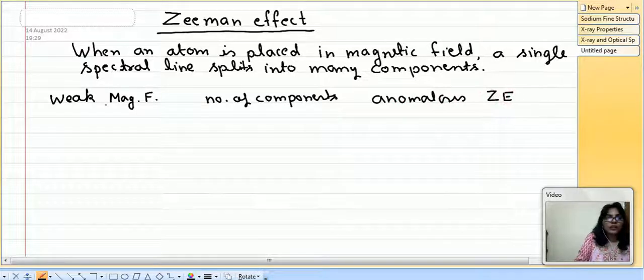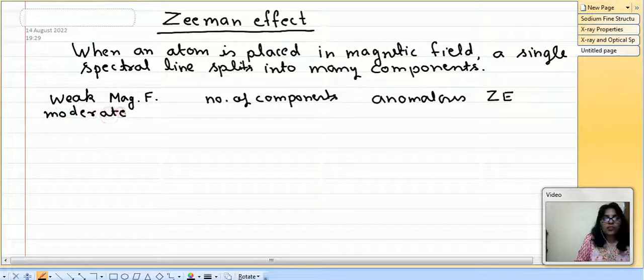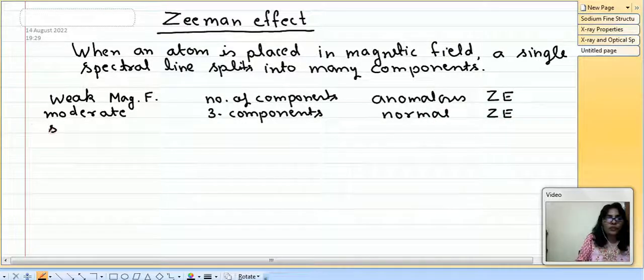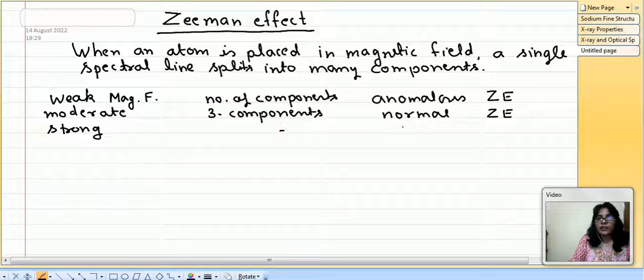effect. And if the strength of the magnetic field is moderate, then the splitting is only into three components, and this is known as normal Zeeman effect. And if we apply a strong magnetic field, then it is not the Zeeman effect, but the Paschen-Back effect.